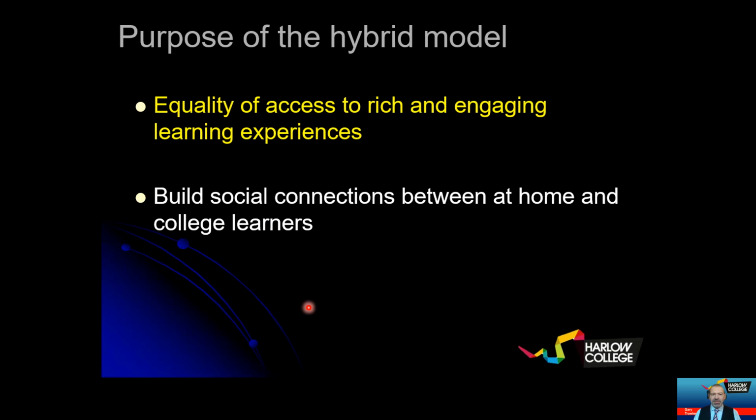Also, because the group is split in half, the model is designed to build social connections between the group that's in college and the alternating group that is at home. Otherwise, there's a possibility that these two groups might never have any interaction or even actually meet with each other.